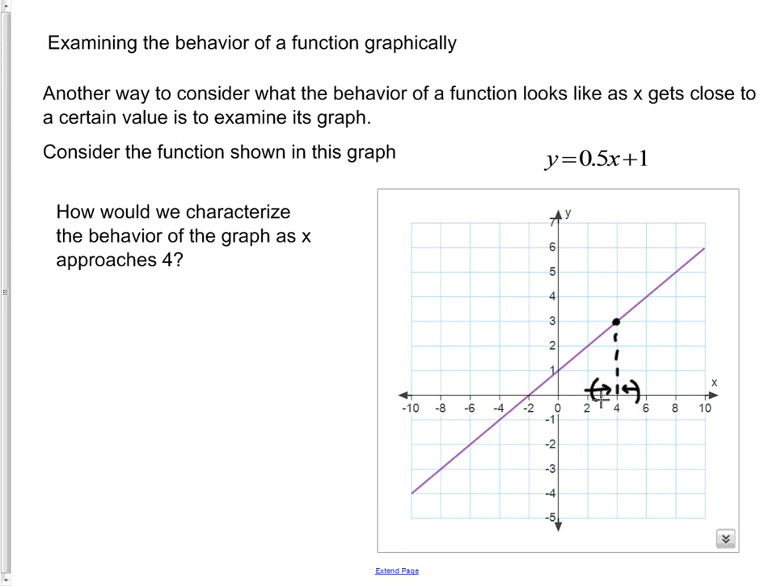So let's figure that out. It looks like as we approach values that come from, let's say, the left, values that are slightly less than 4, the y values look like they get closer and closer to 3, right? So as x is approaching 4 from the left, it looks like the y values are going to approach 3.